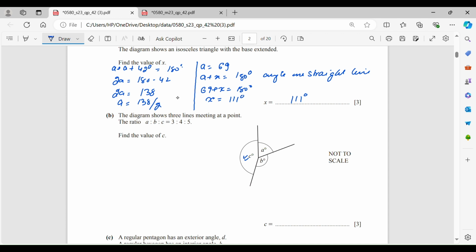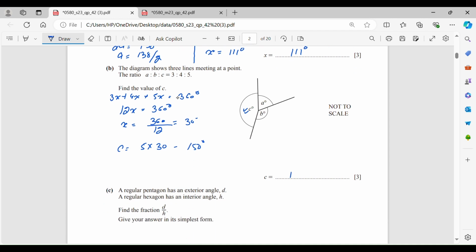So 3x plus 4x plus 5x will be equal to 360 degree. This is 12x, equal to 360 degree. Now x will be equal to 360 divided by 12, which is equal to 30 degree, right? So x is 30 degree, then c will be equal to 5 into 30, which is 150 degree. This is our answer, 150 degree.